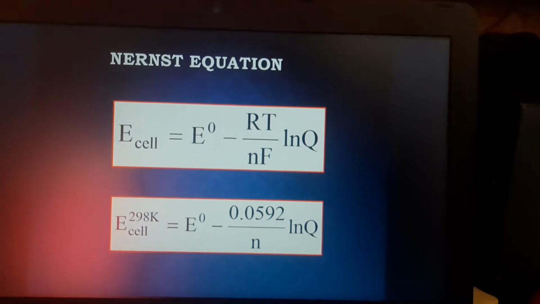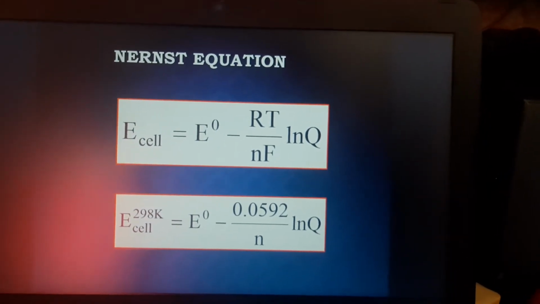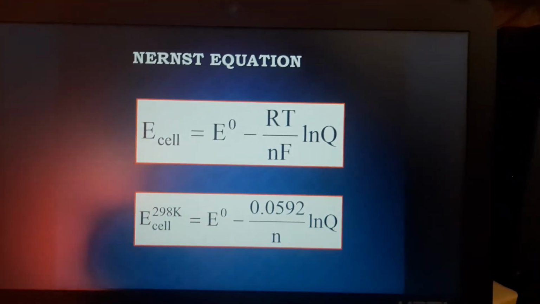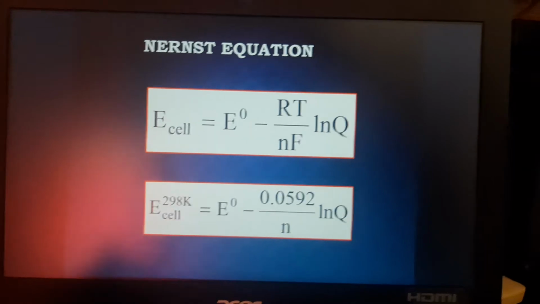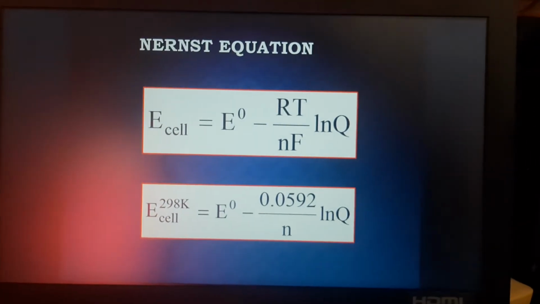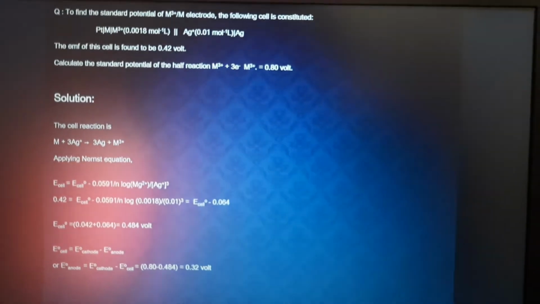So all the values are constant here except n. n is the number of electrons exchanged in a cell. In a complete cell reaction, how many electrons are exchanged is the value of n. So this is the Nernst equation, and here is a mathematical problem solved for you.